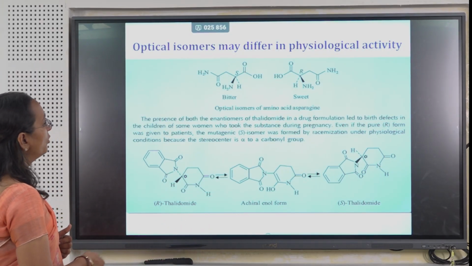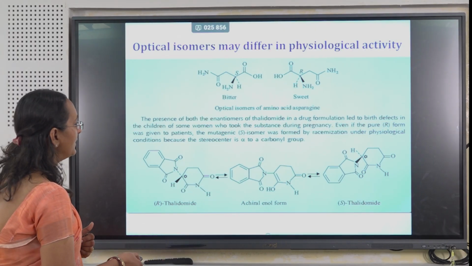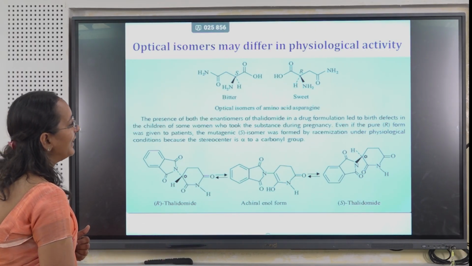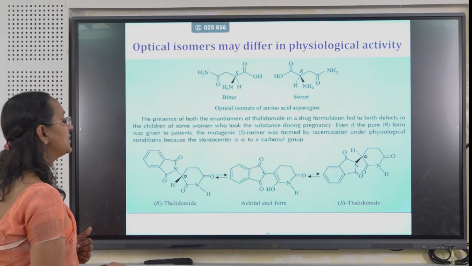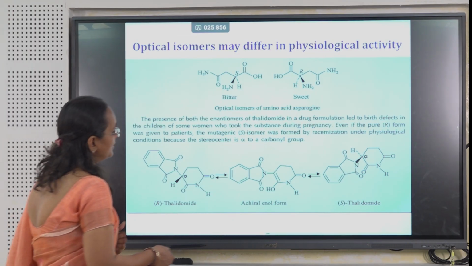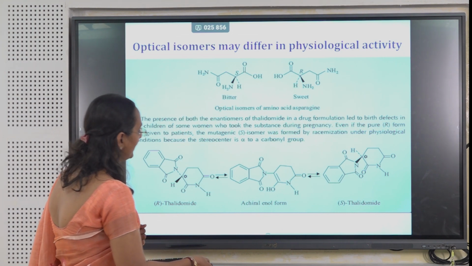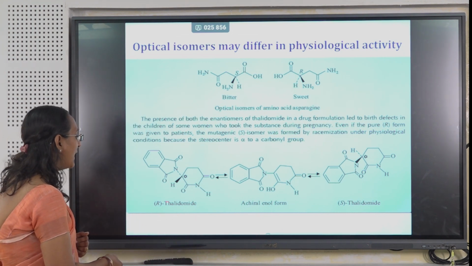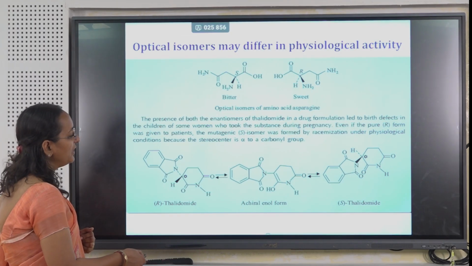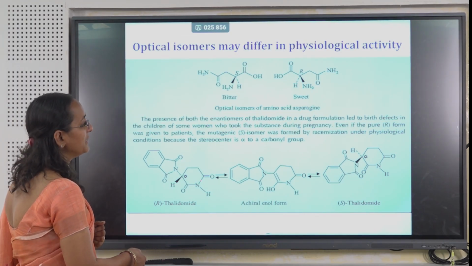And the presence of both enantiomers of thalidomide in a drug formulation led to birth defects in the children of some women who took the substance during pregnancy. Below you can see the S thalidomide structure and here the R thalidomide structure, and in between it shows a chiral enol form.